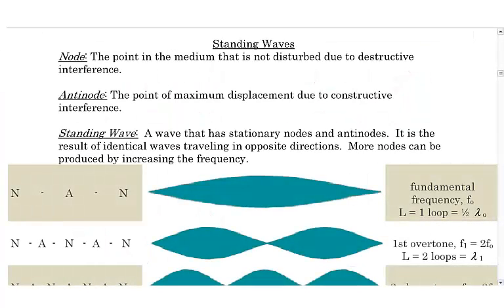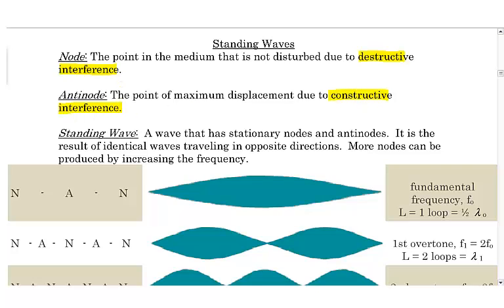A standing wave, also known as a stationary wave, is a wave that remains in a constant position. This phenomenon can occur as a result of interference between two waves traveling in opposite directions through a medium. The diagrams below show standing waves at various resonance frequencies, where a series of nodes and antinodes are produced. A node is a point in the medium that is not disturbed due to destructive interference, and an antinode is a point of maximum displacement due to constructive interference.